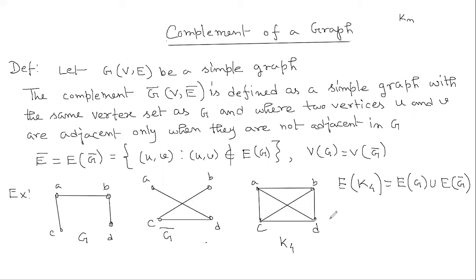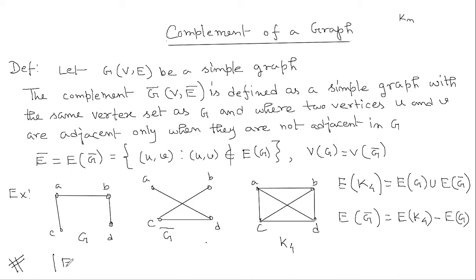So to construct a complement of a graph G, we can just construct the complete graph with the same number of vertices and we go on rejecting the edges in G, and the resulting graph would be our required complement of the graph. So here EG bar is equal to EK4 minus EG. So also we have a very important point over here.